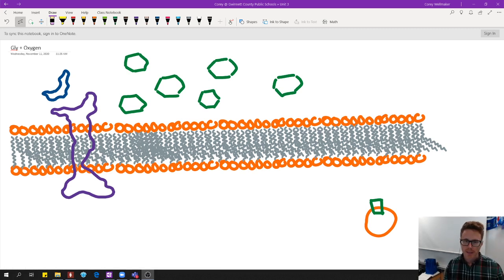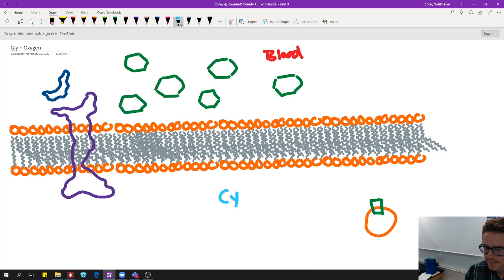All right, we are looking at a cell, and the extracellular space is up above. This is the bloodstream, and you can see that you've got some glucose dissolved in the blood, and that would make this environment right here the cytoplasm.